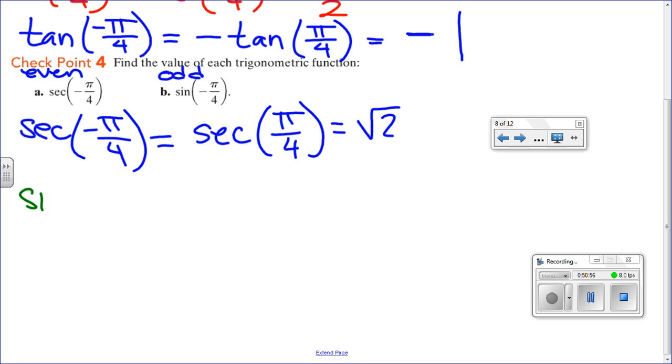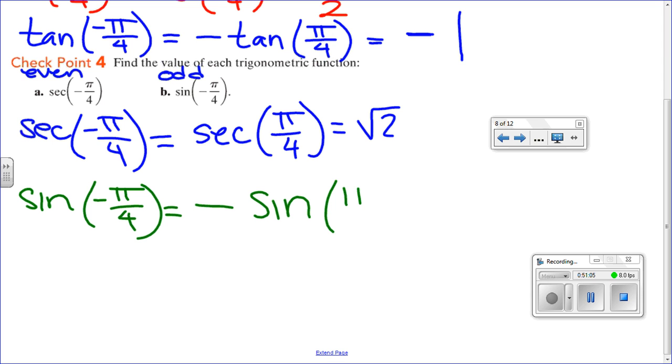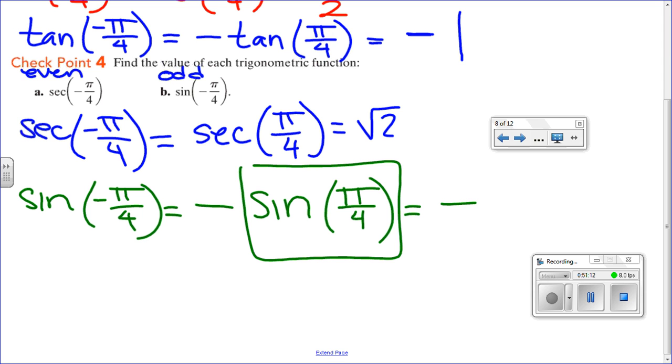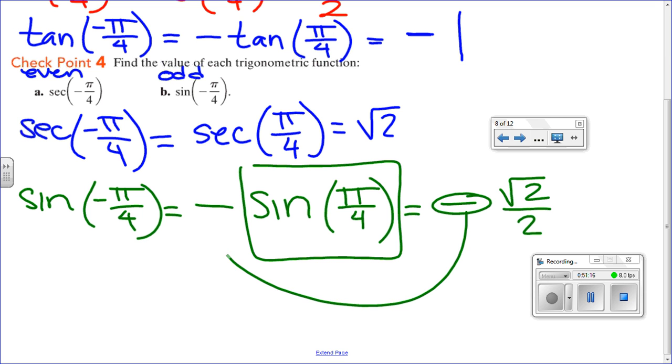Okay, for sine, sine is odd, so the sine of negative pi over 4 is going to be equal to the opposite of sine of positive pi over 4. And so we all know that the sine of pi over 4 is the square root of 2 over 2. And this negative sign is carrying over from here.